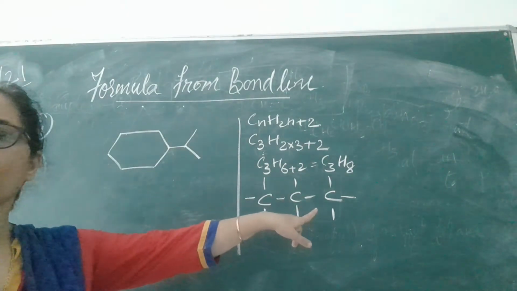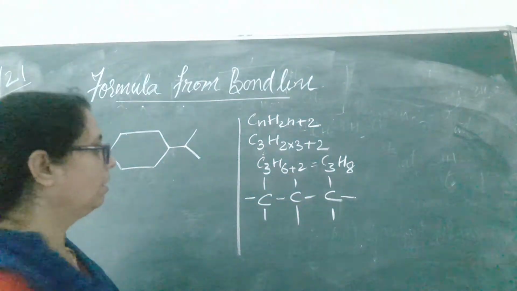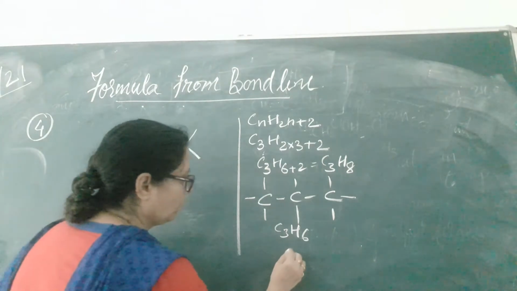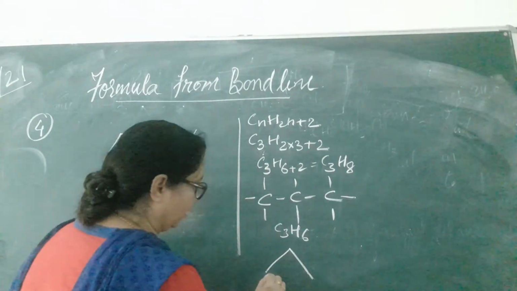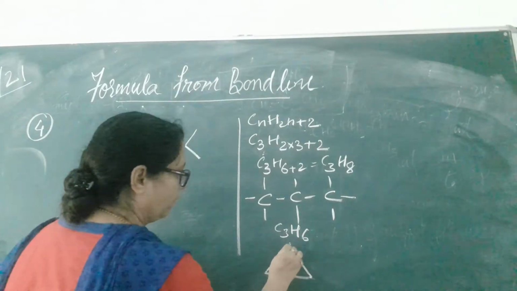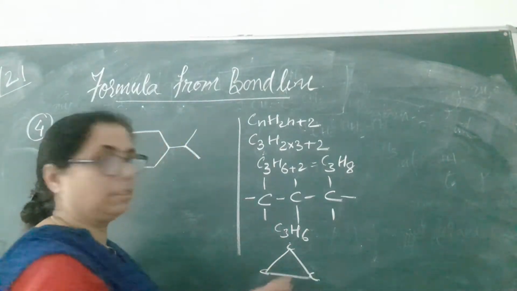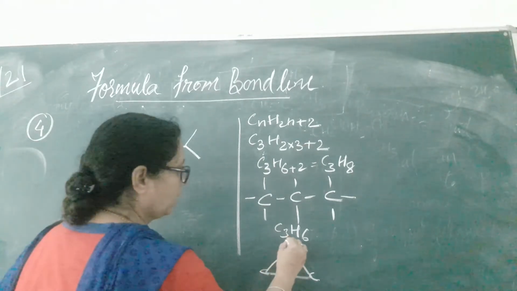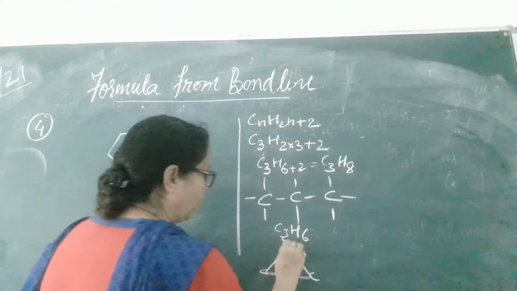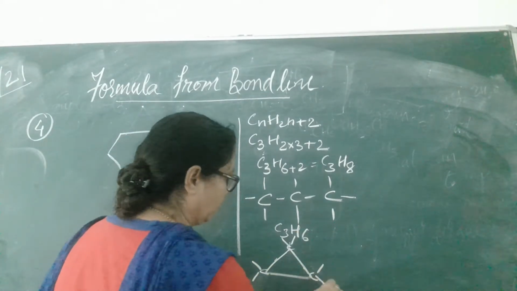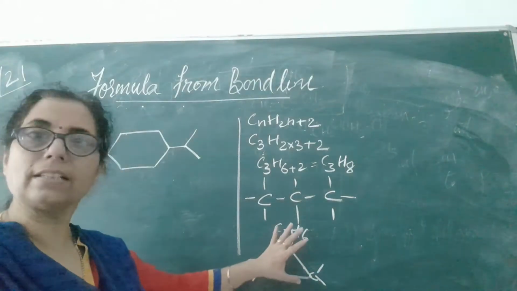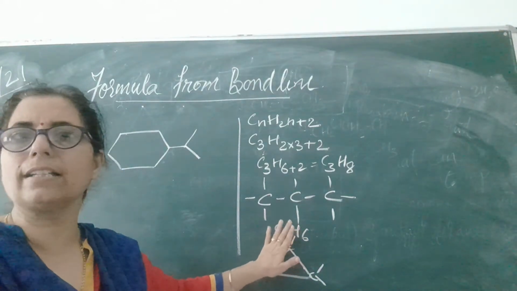The original formula for the cyclo compound will be C3H6. How does it come? When I make a ring over here, a cyclic ring, there is the first carbon, second carbon, third carbon. This is the 3 carbon. Each carbon has 2 bonds attached to one another, and the remaining 6 hydrogens are attached to the ring. In this way, a cyclic ring forms, that we have studied in class 10th.